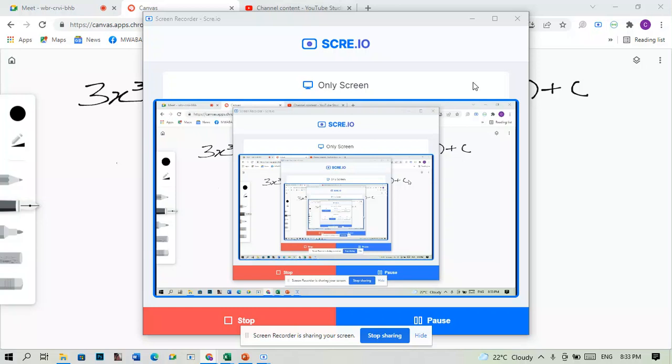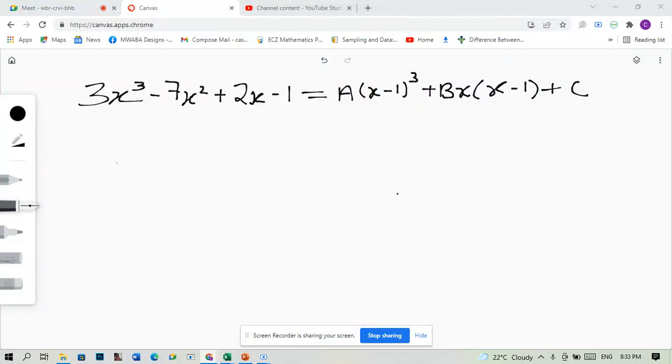All right, so we have our question here: 3x cubed minus 7x squared plus 2x minus 1 equals a(x minus 1) cubed plus b(x minus 1) plus c. So we have to use the critical values, right? So that we can get the value of c, then we can get the values of a and b. As we can see here, the critical value is a value that, once substituted for x, will get rid of most of the terms.